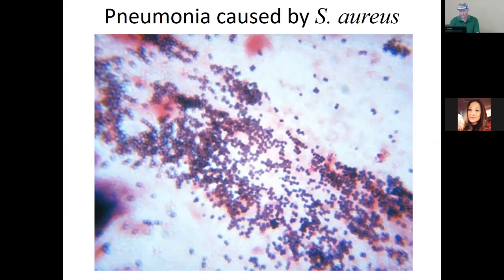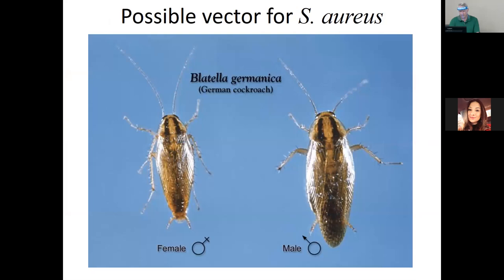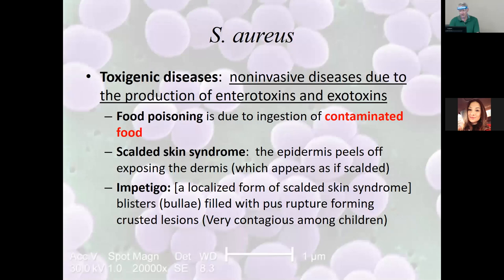These little creatures, which are cockroaches, can be a vector, meaning they can bring it around. We have some more stuff. So this is the pathogenicity, right? Toxigenic diseases. Non-invasive disease due to the production of an enterotoxin or exotoxin. Food poisoning, okay, ingestion of contaminated food. Scalded skin syndrome, where the epidermis peels off, exposing the dermis. We've seen that. It's scalded skin syndrome.